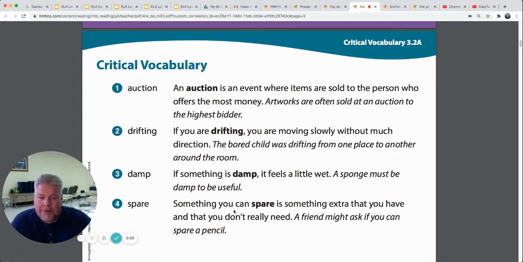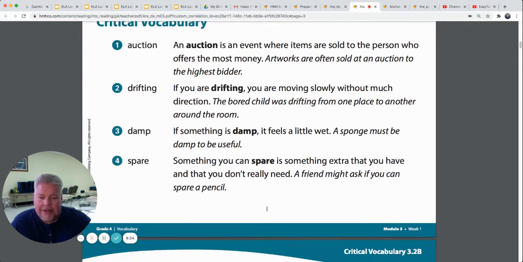Spare. Something you can spare is something extra that you have and that you don't really need. A friend might ask if you can spare a pencil. If you have an extra pencil, you could spare one, couldn't you? We think of the word spare tire. Sometimes in our cars, we keep a spare tire, in case we get a flat, we have to put the spare on. And then we've got 3 more words on the next page here.